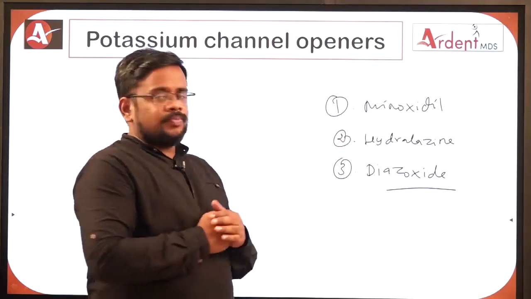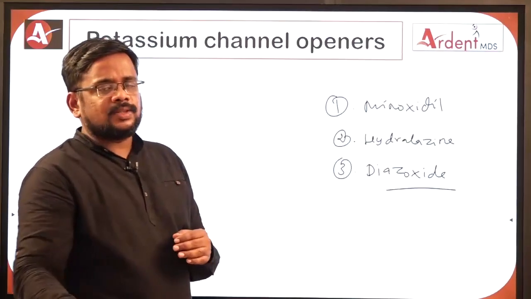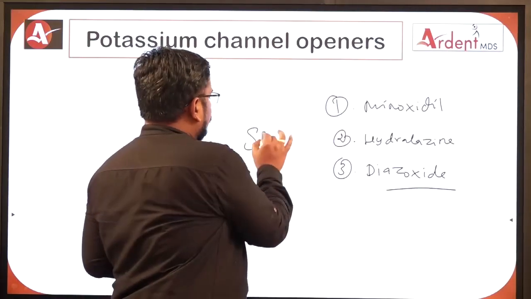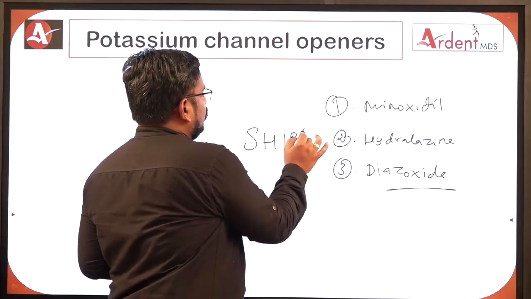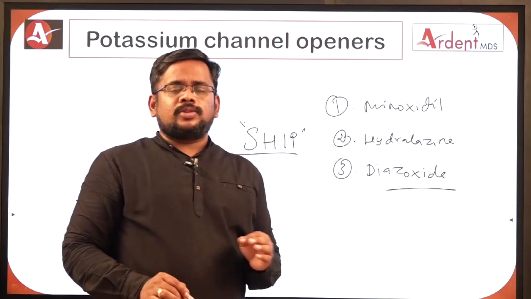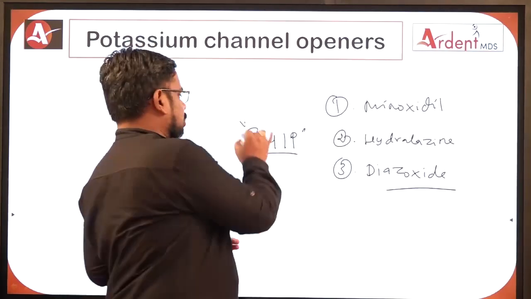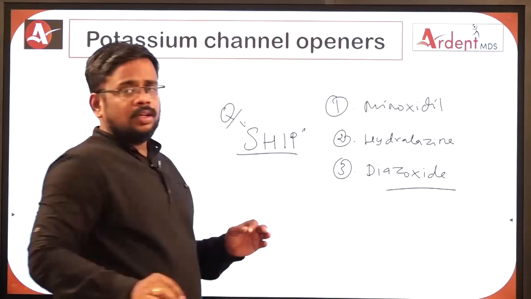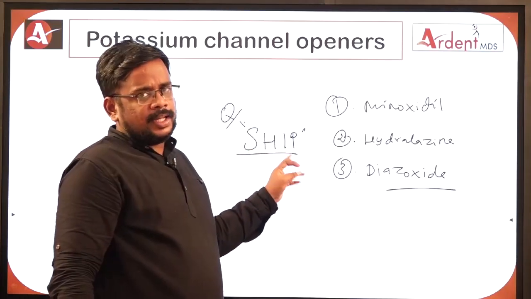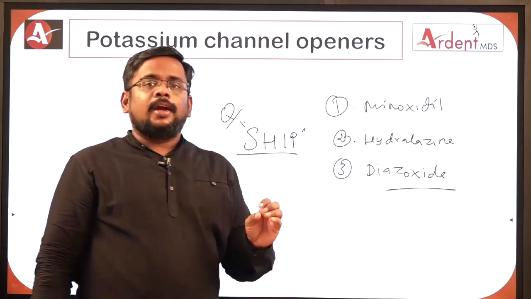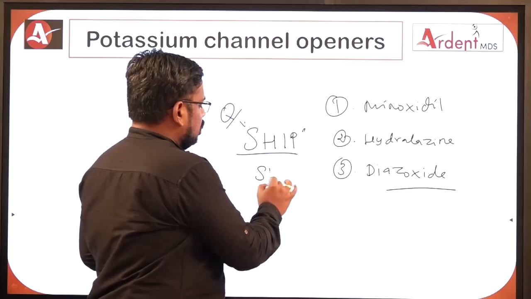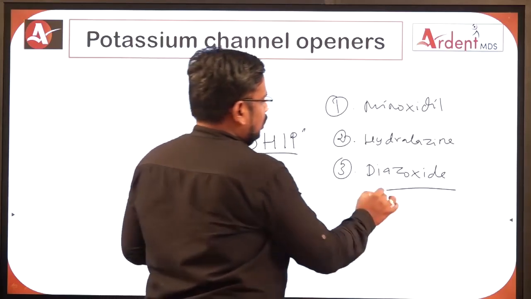Coming to the second one, hydralazine. Hydralazine is one of the drugs metabolized by acetylation reaction. We studied a mnemonic for this. One of the frequently asked questions is which drugs are metabolized by acetylation reaction: S for sulfonamide, H for hydralazine, I for isoniazid, P for procainamide. And all those drugs metabolized by acetylation reaction also cause systemic lupus erythematosus.